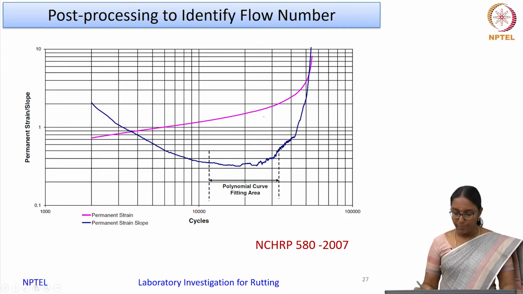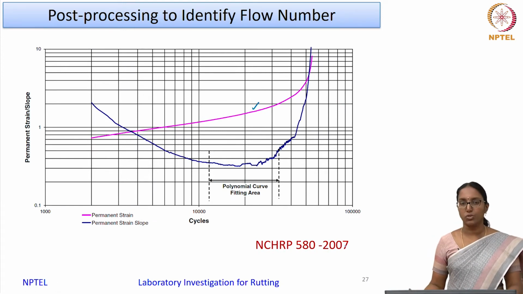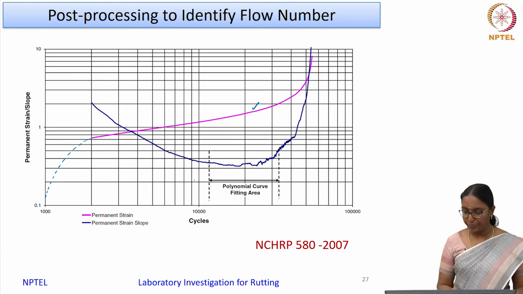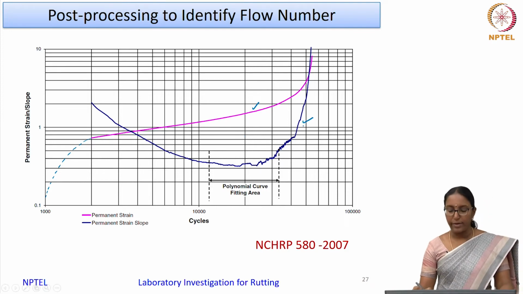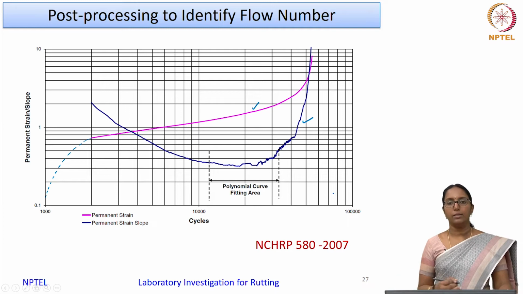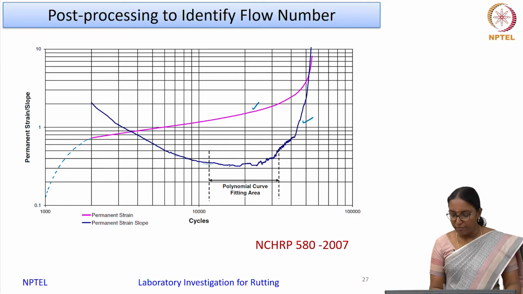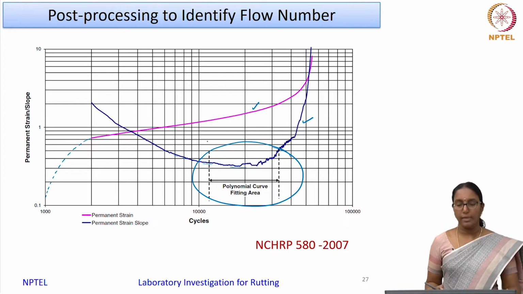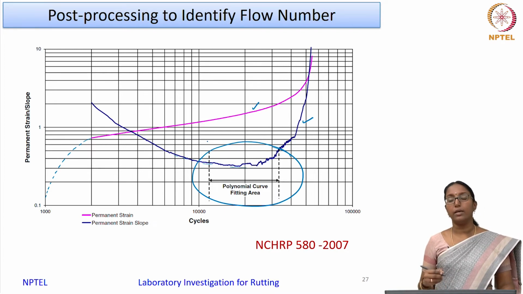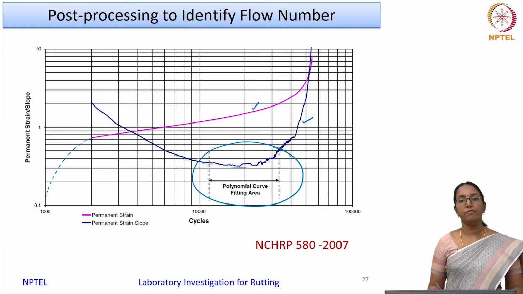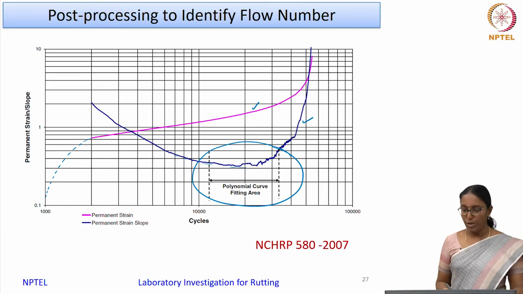As you can see here, this pink line represents the permanent strain graph, and it goes like this, and this blue line represents the permanent strain slope, the slope that you have determined using the expression. Somewhere here you are going to see the minimum strain, but what you can see is that there is a lot of noise in this region. So finding one point as a minimum value will be difficult there. What you can do is fit a polynomial in this region and find out which is the minimum value. That is the best way to do that.